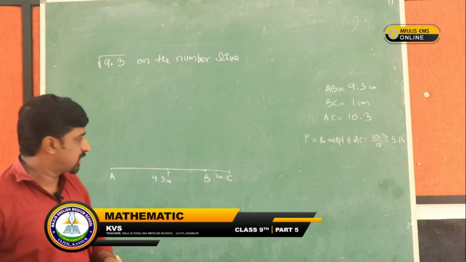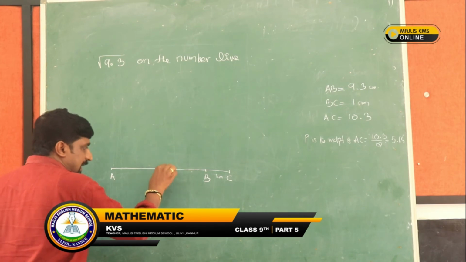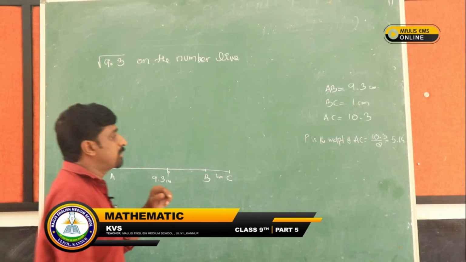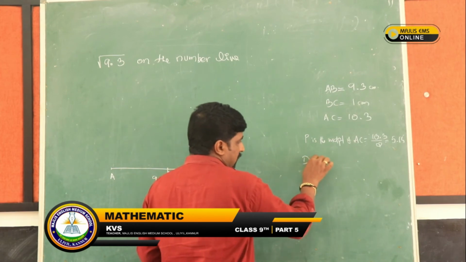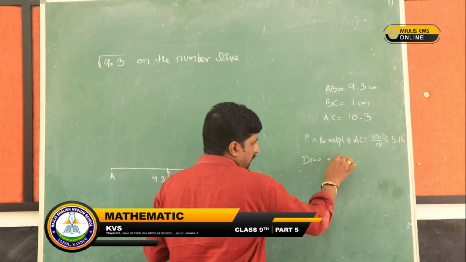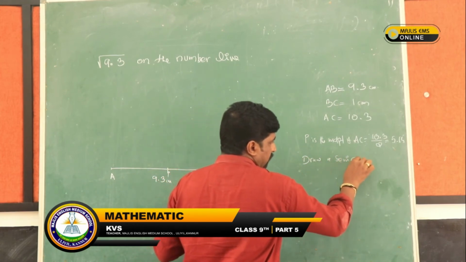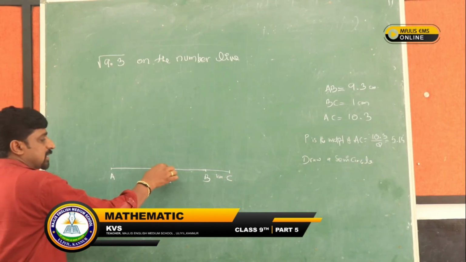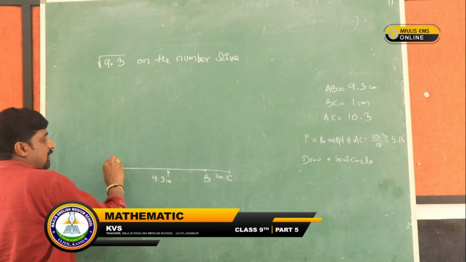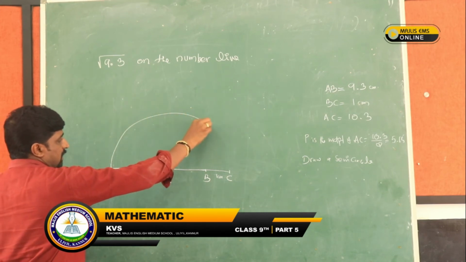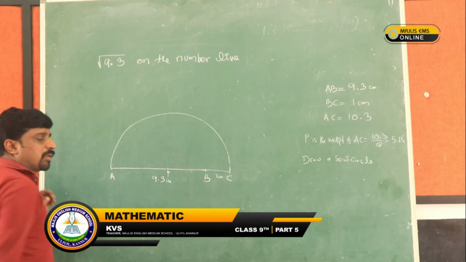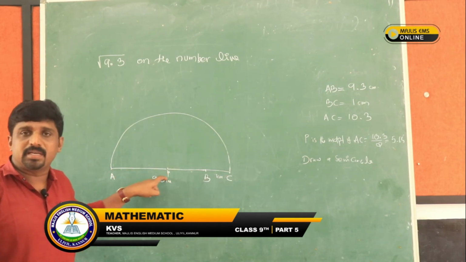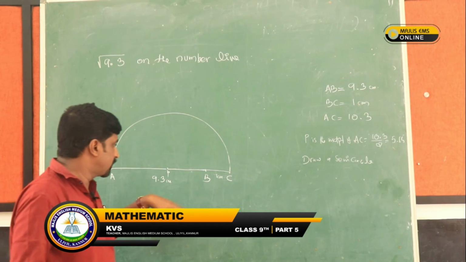Draw the perpendicular bisector. After that, P as the midpoint, draw a semicircle. Next step we can do like this, draw a semicircle. Take P as the center and this as the radius. We can draw a semicircle like this. Now we got a semicircle, AC as the diameter, P is the center. Like that we need to draw. Okay.